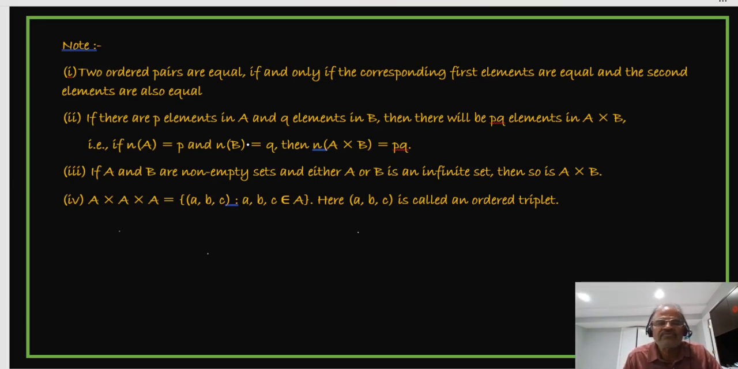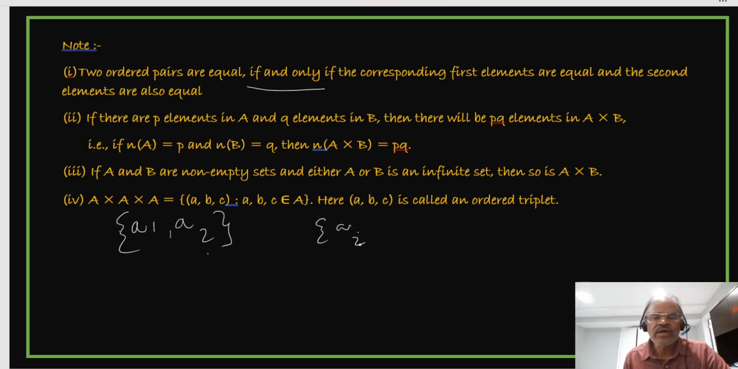Two ordered pairs are equal if and only if the corresponding first elements are equal and the second elements are also equal. That means, suppose (A1, A2) is there, and (A2, A1) is there, this is not equal to this. The set, this is not equal to this.